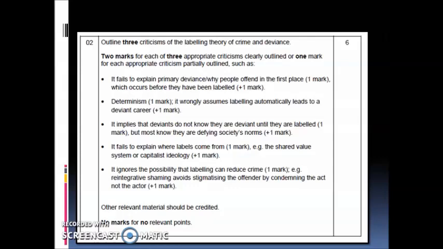So there are 2 marks available for each point that you make. So you'll see it, 1 mark plus 1 mark there. The first is the identification point, for example, determinist. And then the second mark comes from the explanation. For example, it wrongly assumes that labelling automatically leads to a deviant career, or something similar to that. So let's have a look at a student answer to see exactly how they gained the marks.